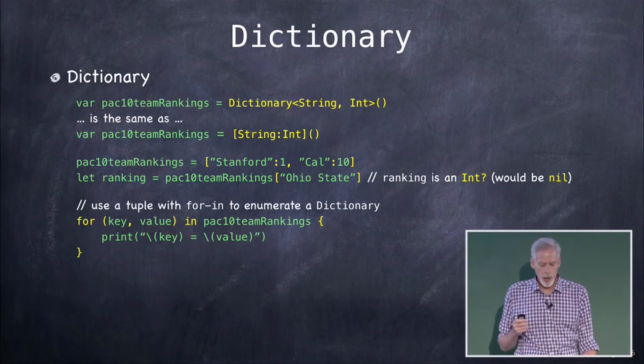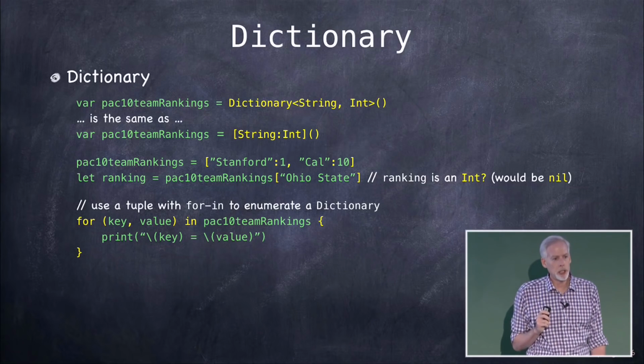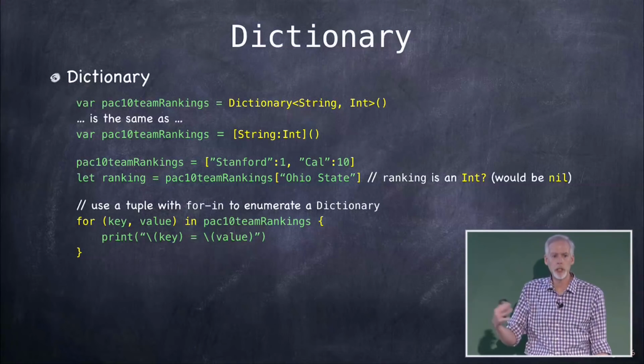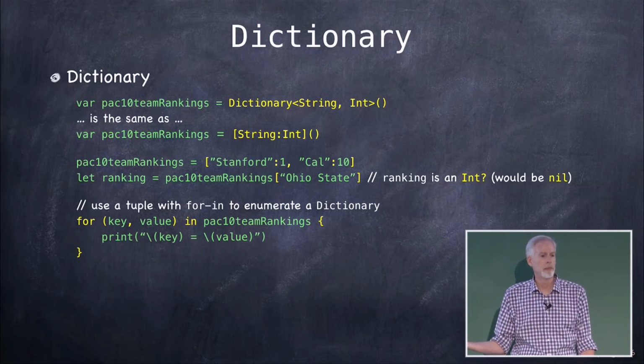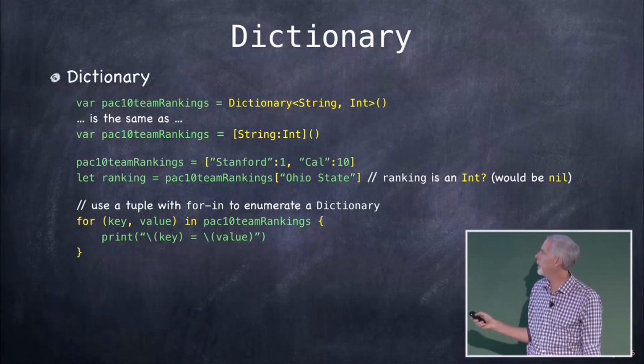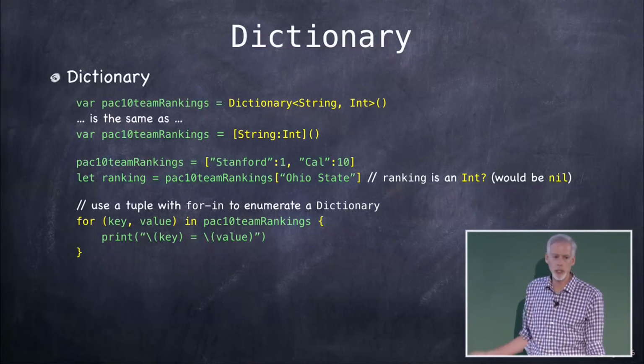The way you enumerate through a dictionary is using a tuple. For key comma value in Pac-10 team rankings. Inside here, key is going to be the key, and value is going to be the value for each of the things in the dictionary. Pretty cool. And again, you could put underbar here if you just wanted the values, or underbar here if you just wanted the keys.